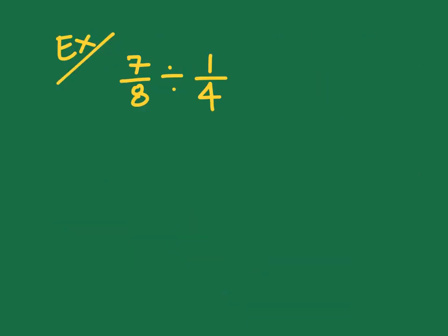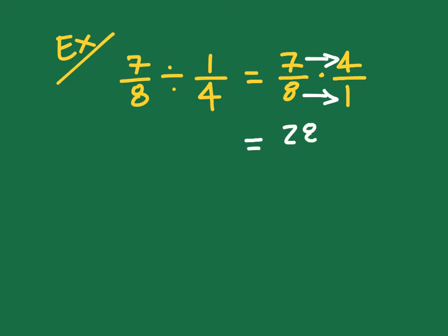In my last example, I'm going to divide 7/8 by 1/4. So 7/8 divided by 1/4, I want to first rewrite this as 7/8 times 4/1. And when I do this, I simply multiply across: 7 times 4 and 8 times 1. So 7 times 4 gives me 28, and 8 times 1 is simply 8.